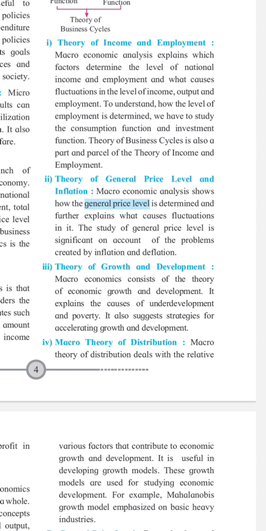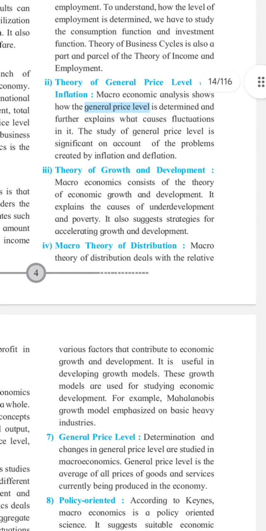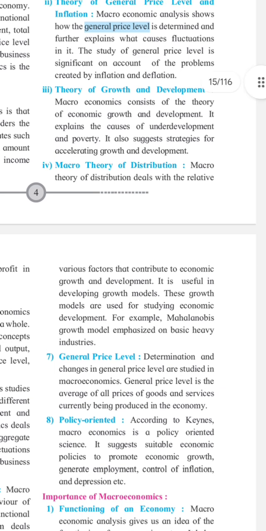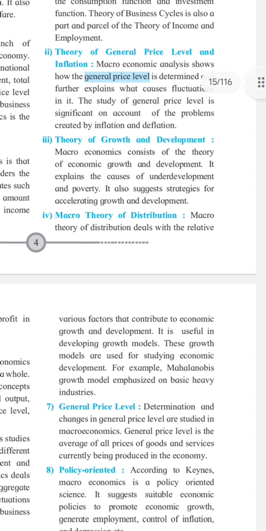To understand employment determination, we study the consumption function and investment function. The theory of business cycle is also a part of this theory. Next, we have theory of general price level and inflation. Macroeconomics studies the general price level, inflation, deflation, and causes of changes in prices. This study is important because inflation and deflation create various economic problems.